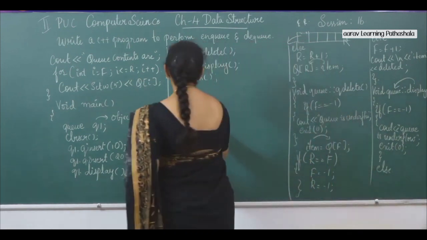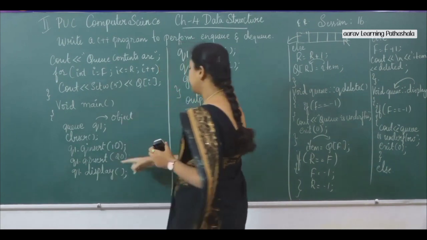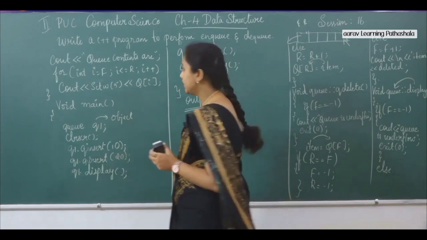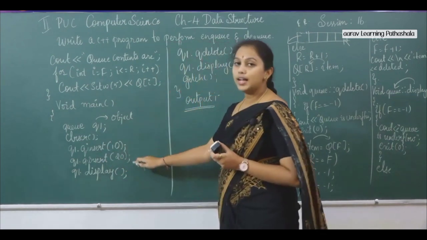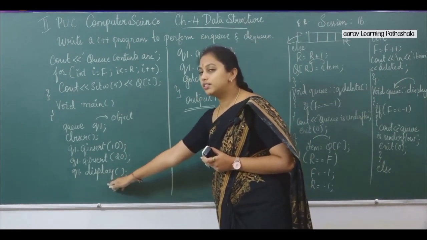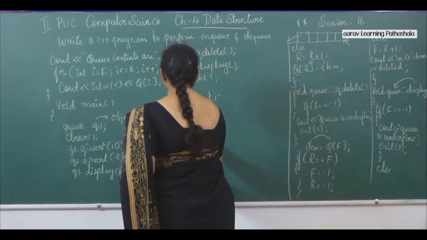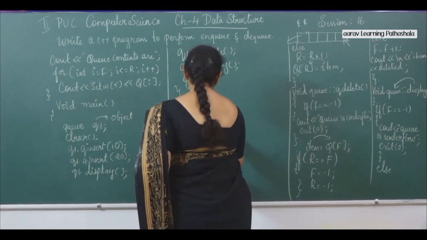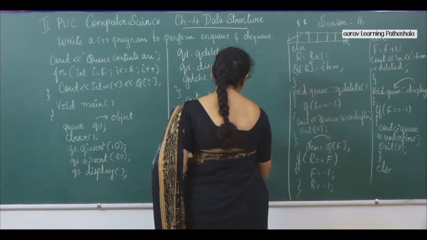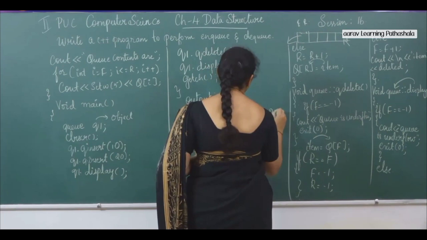Now let's see the output of this program. First it will call the insert function, so we have inserted 2 items into the queue. After inserting the items, we have called the display function to display the contents of the queue. So it will display "Queue contents are" and then 10 and 20.